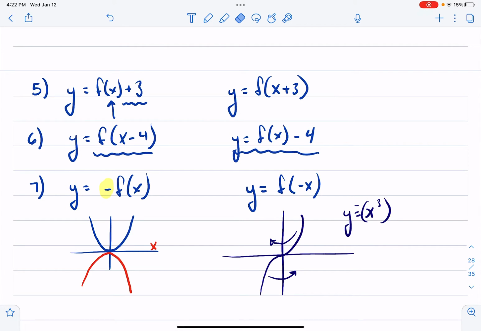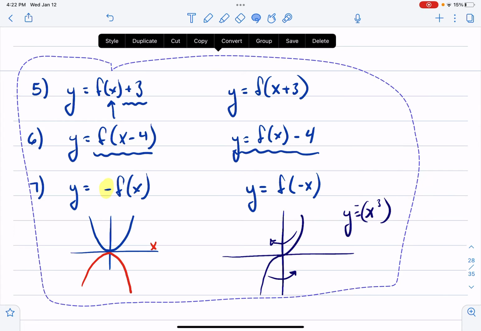This one, what does it do on that first one? Well, it rotates or reflects it about the x-axis. The second one, what does it do? Well, it rotates or reflects it about the y-axis. All right, moving on. Let's see here.